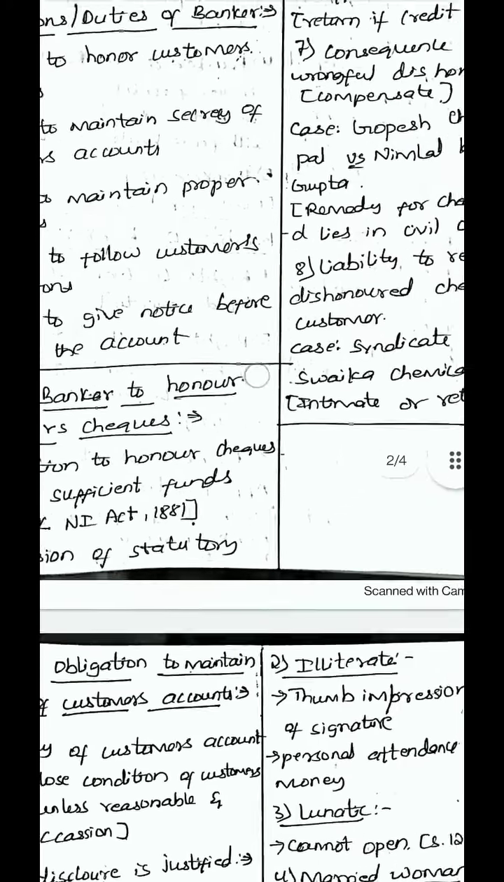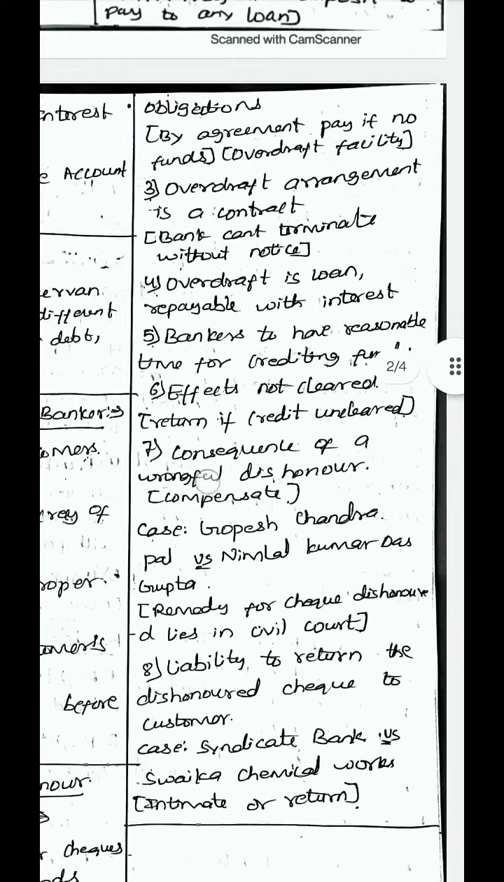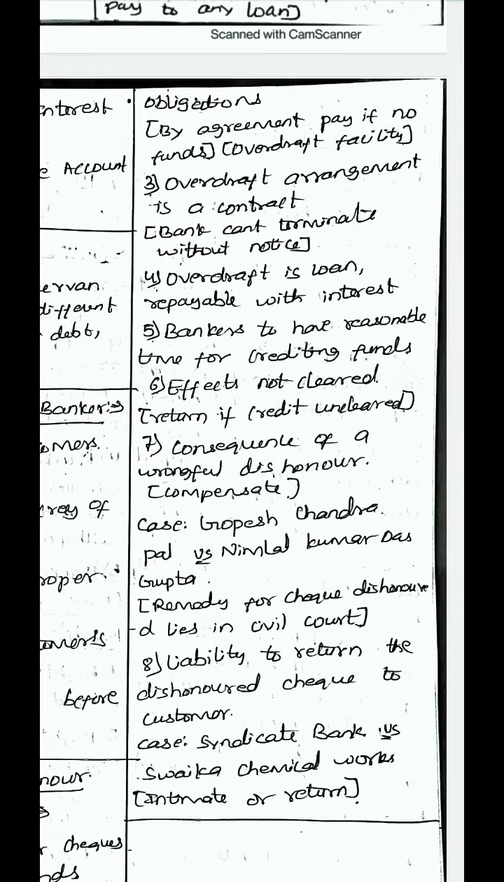Then extension of statutory obligations by agreement: if no funds, an overdraft facility. Even if the customer doesn't have funds but has an overdraft facility with the banker, then he should honor that check upon the agreement. The overdraft arrangement is a contract. This overdraft arrangement the customer makes with the banker is a contract, so the bank can't terminate it without notice. The bank can't terminate this overdraft facility without giving notice to the customer.